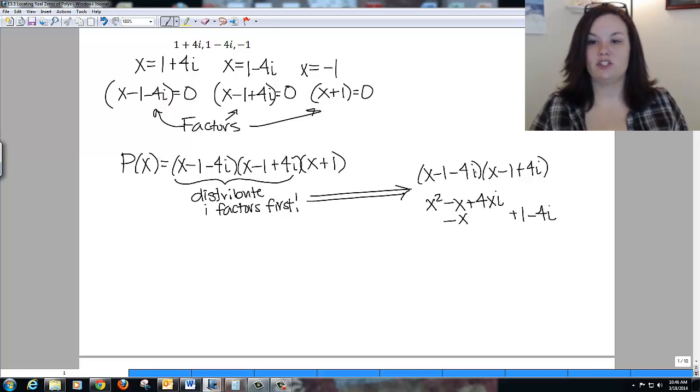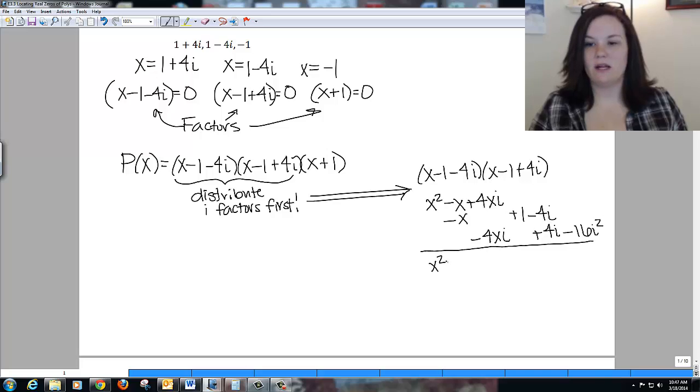Okay, then I'm going to distribute the negative 4i. So negative 4i times x gives me negative 4xi. Negative 4i times negative 1 is positive 4i. And negative 4i times positive 4i is negative 16i squared. Okay, so I'm going to go ahead and draw my line and combine straight down.